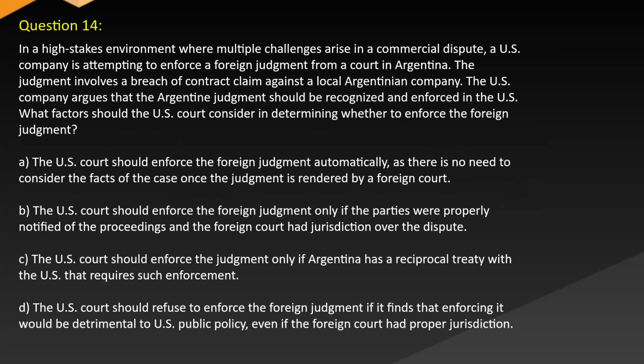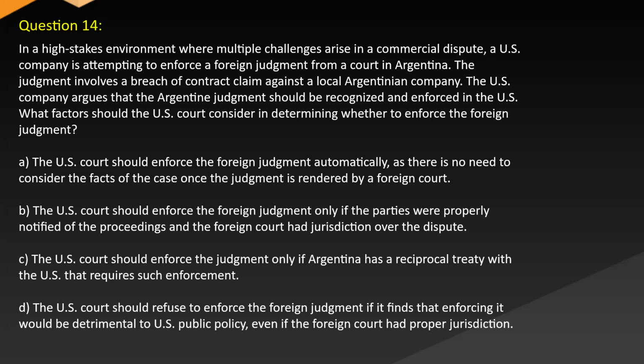Question 14. In a high-stakes environment where multiple challenges arise in a commercial dispute, a U.S. company is attempting to enforce a foreign judgment from a court in Argentina. The judgment involves a breach of contract claim against a local Argentinian company. The U.S. company argues that the Argentine judgment should be recognized and enforced in the U.S. What factors should the U.S. court consider in determining whether to enforce the foreign judgment?